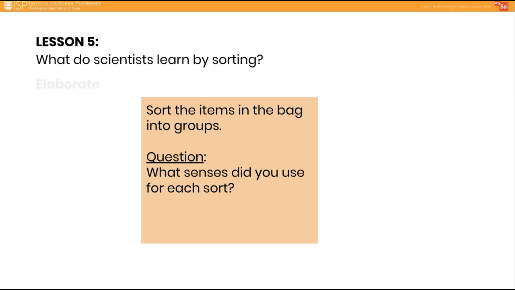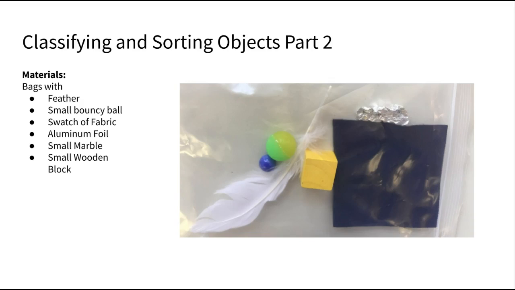In the Elaborate portion of this lesson, students will complete another sorting activity. You will give each group one of the bags with the feather, bouncy ball, fabric, aluminum foil, marble, and wooden block, and have them sort these objects into different categories. They can use the properties of color, texture, or how it's used to sort the objects.